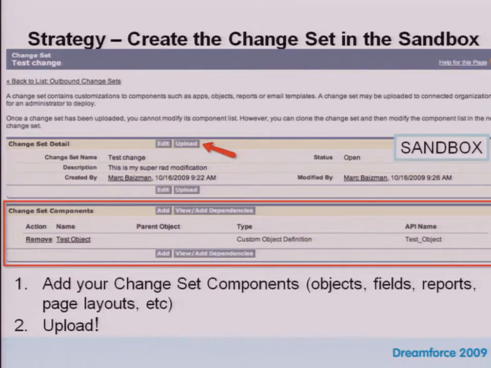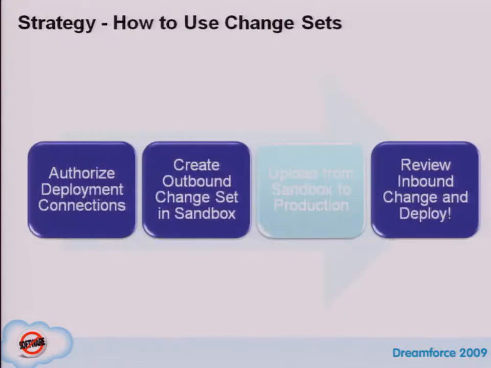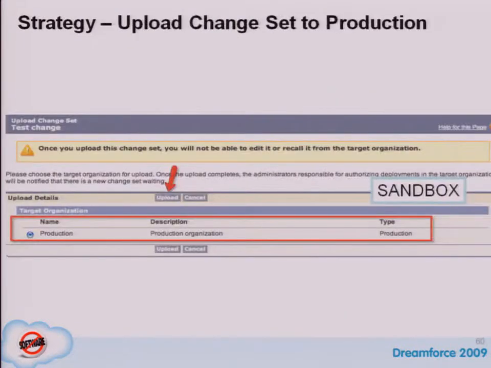It's kind of like the same idea, where you're getting your custom objects, your custom fields, whatever changes you want to wrap up. And then you're going to click that upload button. And then just a reminder, what's included, all that stuff. So then you're going to upload from Sandbox. So really, all you're doing is you've got your upload details, which tells you where your target is. You're going to your production organization, then you click upload.